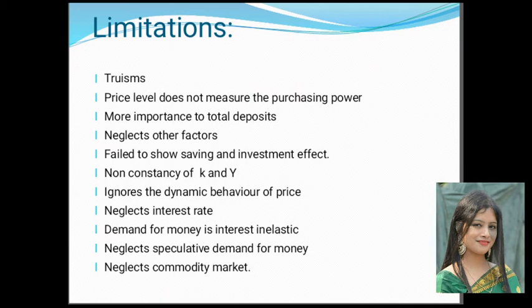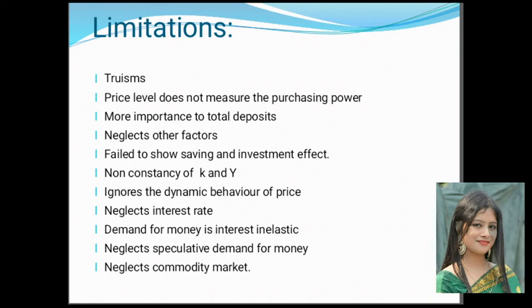The third criticism is that it gave more importance to total deposits. The defect of the Cambridge equation lies in its applying to total deposits, which are primarily relevant only to income deposits, and the importance attached to K is misleading when it is extended beyond income deposits. Moreover, it neglects other factors. The cash balance equation does not tell about changes in the price level due to changes in the proportions in which deposits are held for income, business, and saving purposes. It neglects the saving and investment effect.